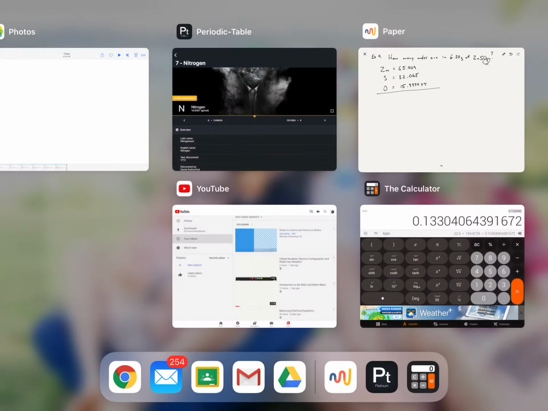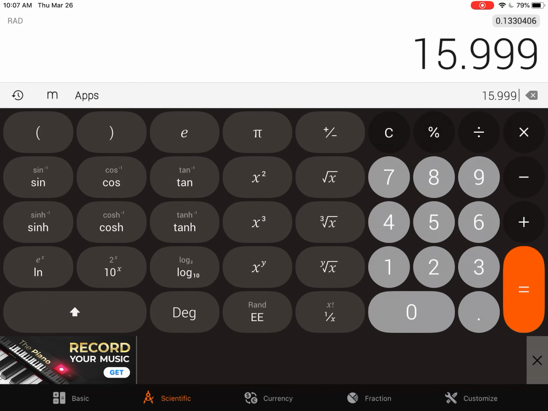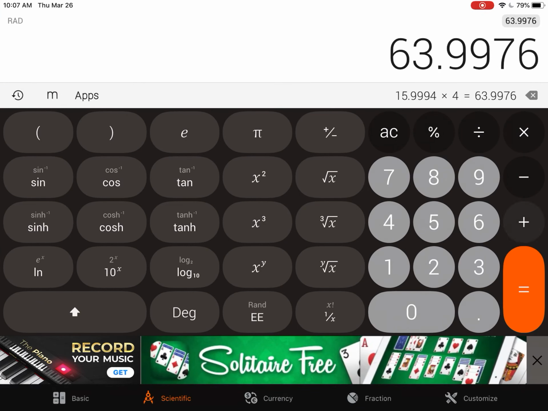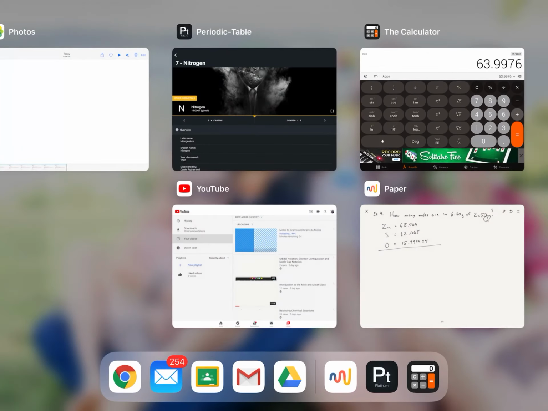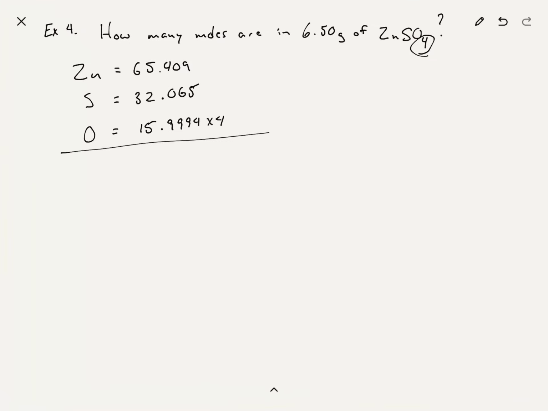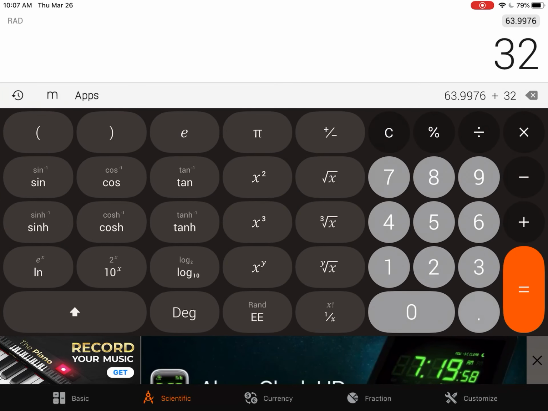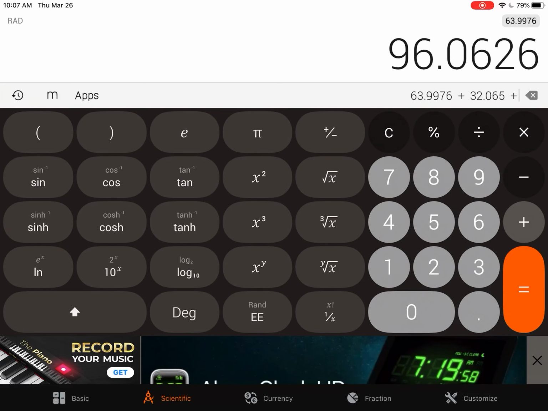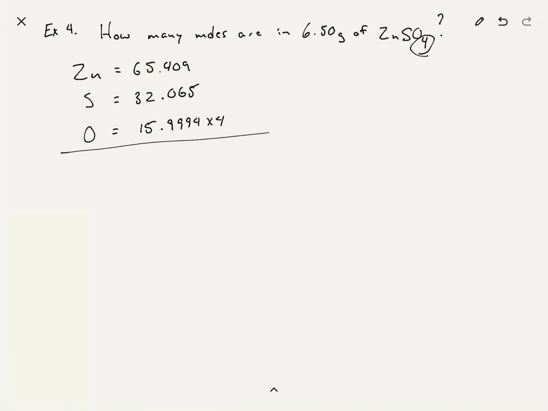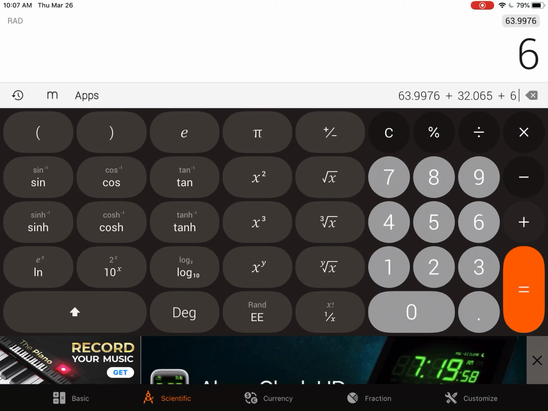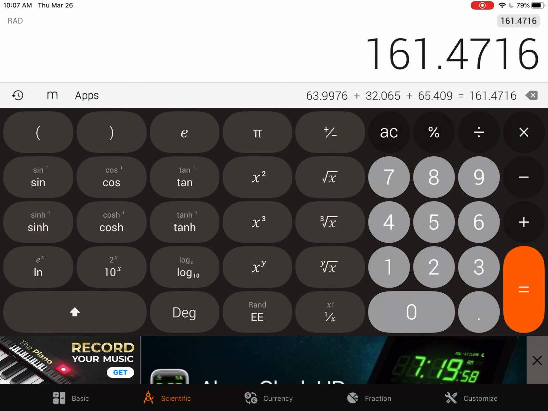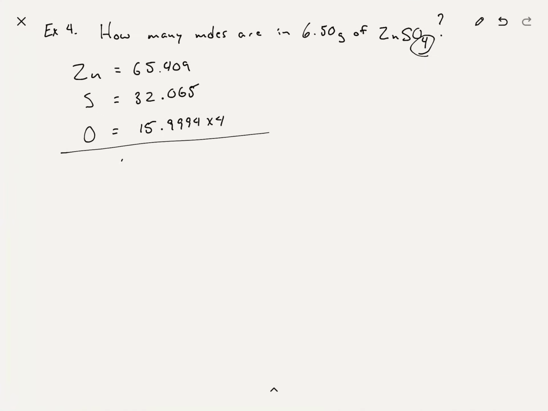So just like last time, I'm going to start with oxygen. 15.9994 times 4. And then we're going to add sulfur, 32.065. And zinc, 65.409. And we get 161.4716 grams per mole.